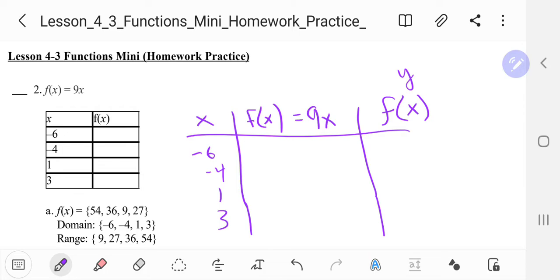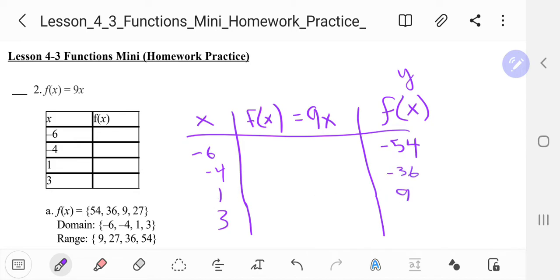Now, for this one, I'm going to save us some time and just say, I'm going to do 9 times 6. So f of x here would be -54. And then if I go to this next one, I would do 9 times -4, which would be -36.